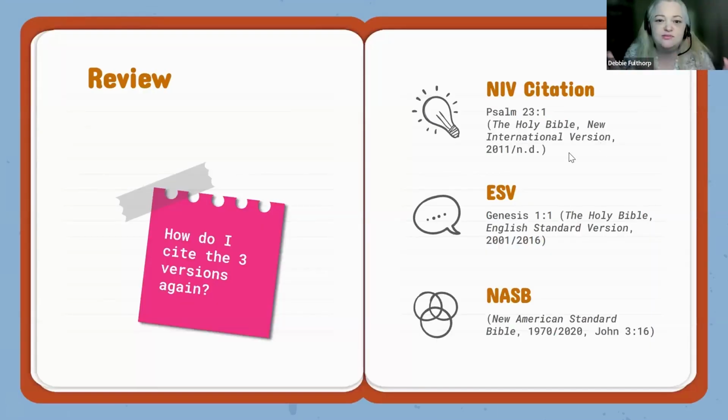Now I'm just going to quickly review everything. The NIV citation, Psalm 23:1. If you're going to use Psalm 23:1 in your sentence, then you're just going to put the Holy Bible, New International Version, 2011/n.d., and then the end of parentheses. ESV: if you use Genesis 1:1 in your sentence, you're just going to be putting it like that. So this is a citation.